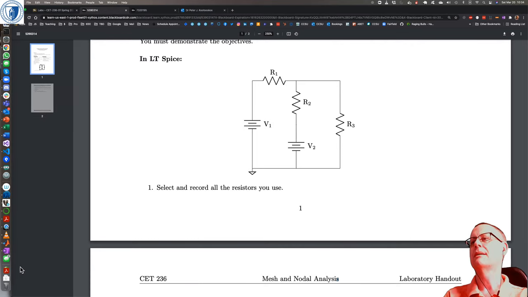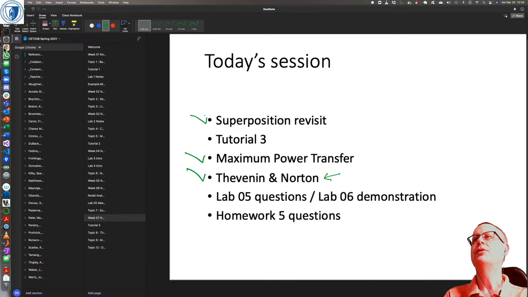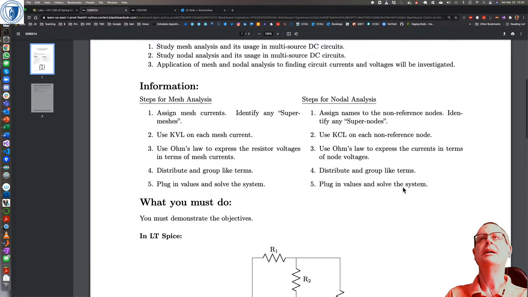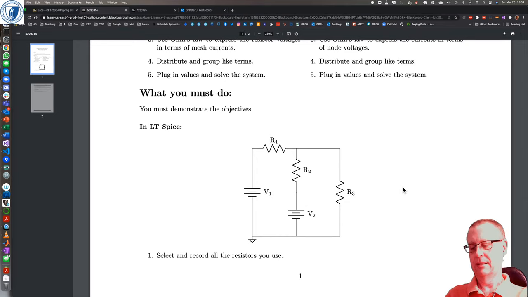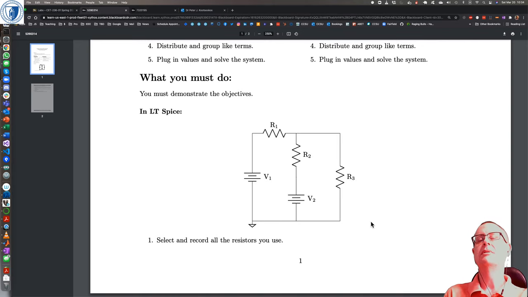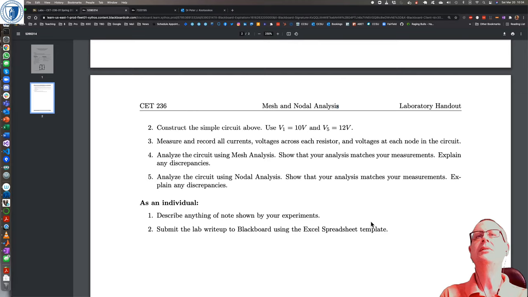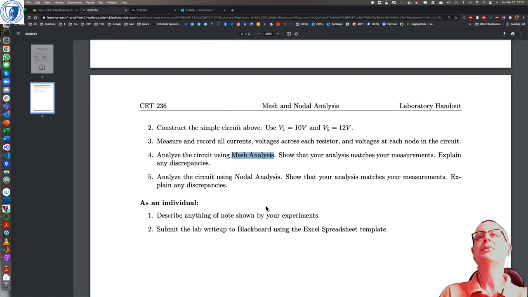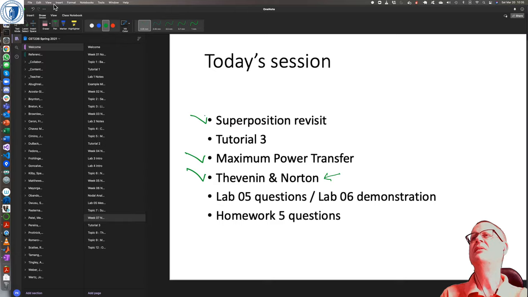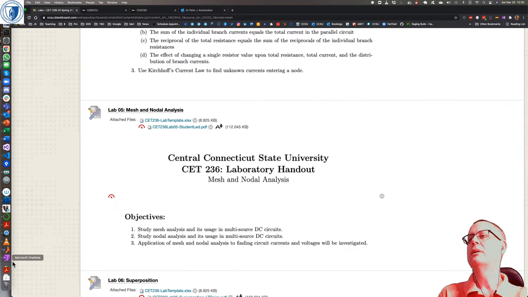Okay, so we should be back. So I had a question just before about the lab, so let's just dive straight into that. The aim is to analyze it using mesh analysis and analyze it using nodal analysis. And the aim is that the two sets of numbers that you get in both analyses should match, right? It's the same circuit. Physics doesn't change from one analysis method to the other. So it should all match. So let's make a new, was it lab 5? Yeah. So let's do that.